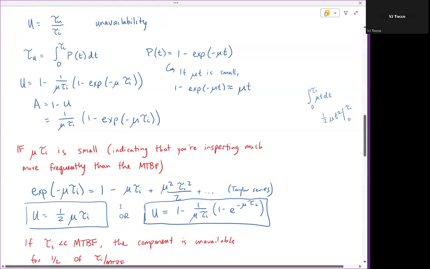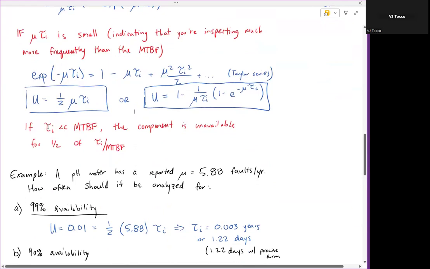So mathematically, what you would do is you would perform a Taylor series expansion, and then you would obtain the following expression for your unavailability. If tau I, the entire interval, is much less than the mean time between failures, the component is unavailable for half of the time.